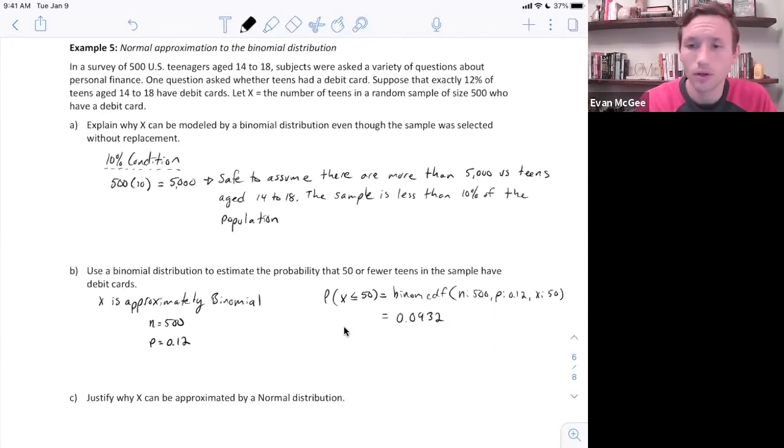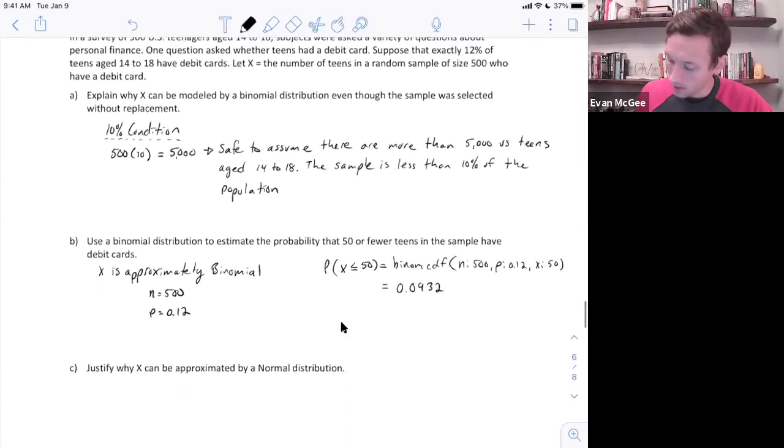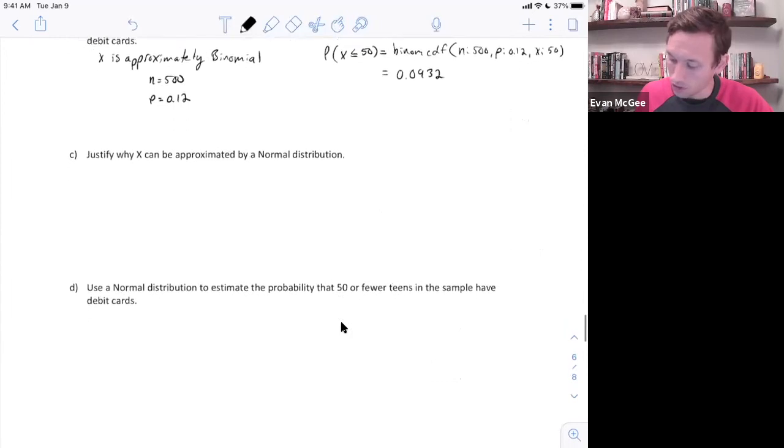Now, you might be wondering, why did you do binomial CDF instead of normal, like I said previously? Well, I haven't checked to see if the distribution is normal yet. That's what they're going to ask us in the next question, you can see. So I can't use normal CDF until I've checked the large counts condition. Before that, I have to use the binomial CDF function. So, justify why X can be approximated by a normal distribution.